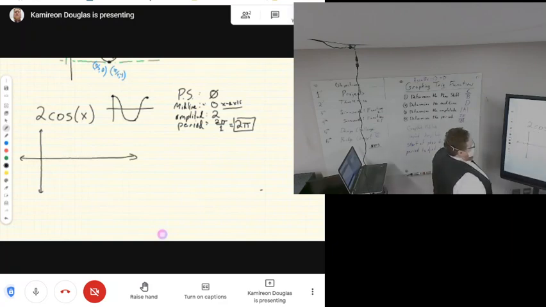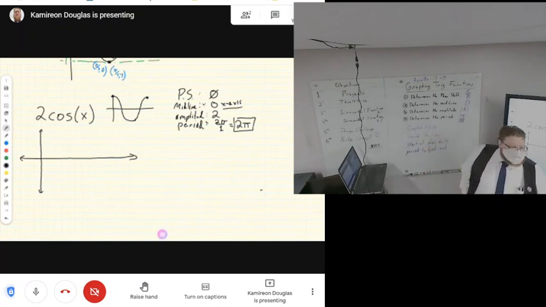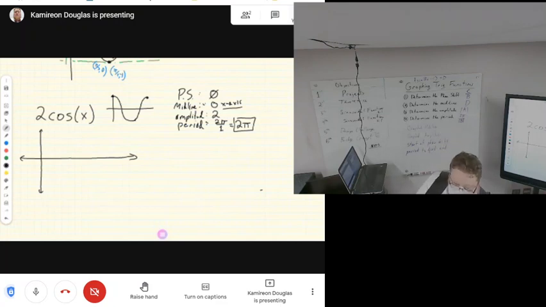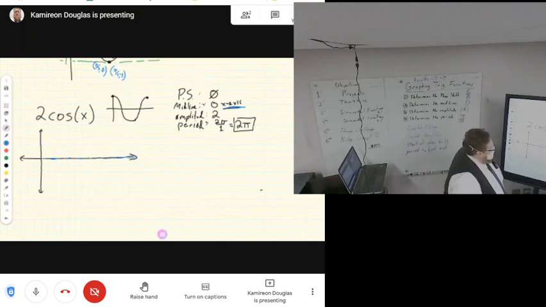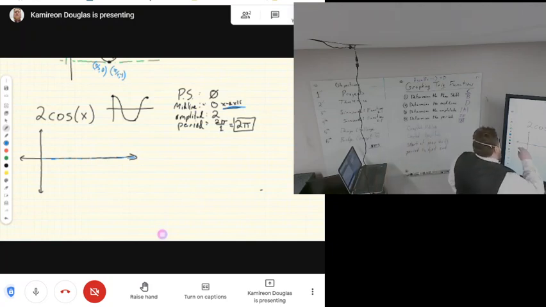So we're ending at 2 pi. Okay, let's start in order. Midline first. There was no D value, so the midline is going to stay on the x-axis. So my midline, right here, is the x-axis. The amplitude is 2, meaning we go 2 above the axis and 2 below that midline. So the top of this is going to be up here at 2 and down here at -2.